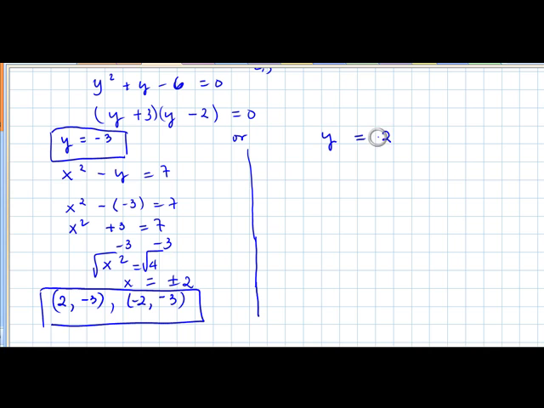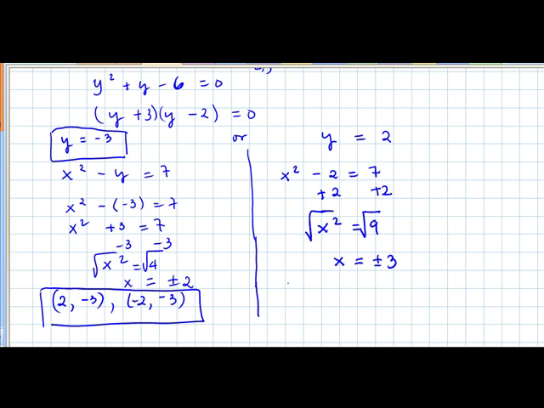Alright, and over here, if y equals 2, I'm going to substitute the value of y inside my second equation. So it seems I have 4 possibilities for my solution. So we have x squared minus 2 equal to 7. To solve for x, I add 2 to both sides. I have x squared equal to 9. Take the square root of both sides, so I have x equals plus or minus 3. So now I have two solutions for x also.